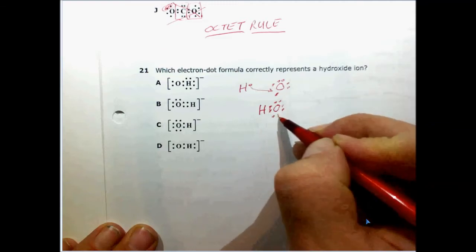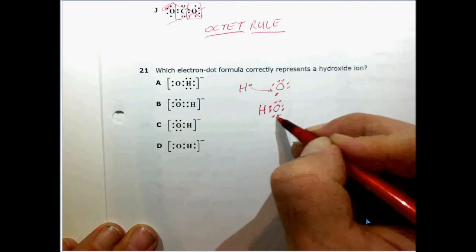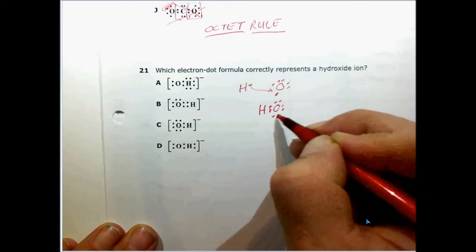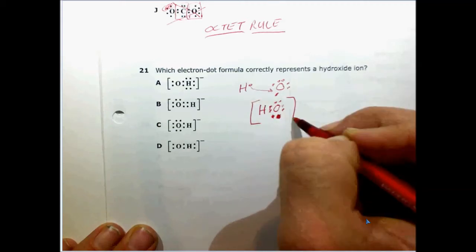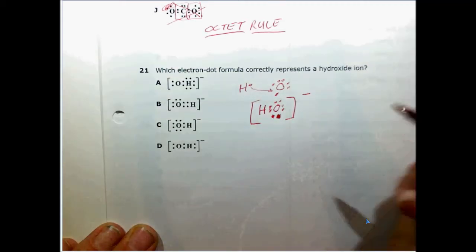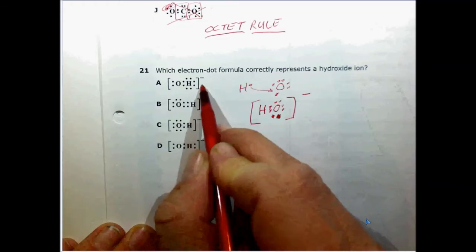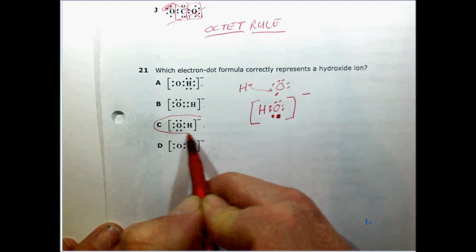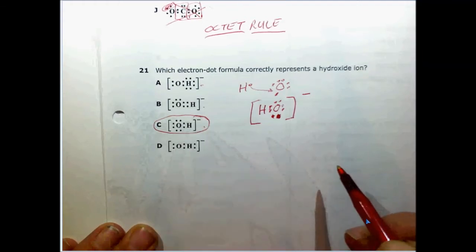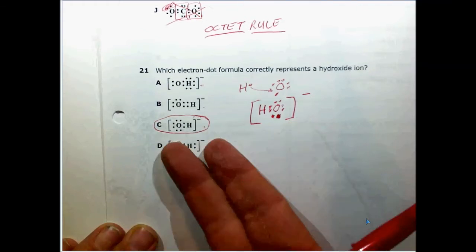That leaves one empty hole, which is filled by another electron which comes from somewhere else to give hydroxide its negative charge. If we look for that over here, we find it right here. It's just flipped backwards.